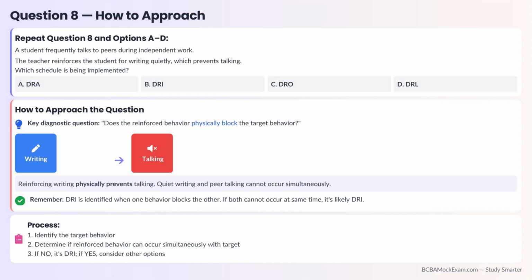The process is, first, clearly label the target behavior, off-task talking. Second, identify what is being reinforced, in this case, quiet writing. Third, ask whether both could happen together. If the answer is no, you're dealing with DRI. If they could co-occur but serve the same function, you'd lean toward DRA instead.